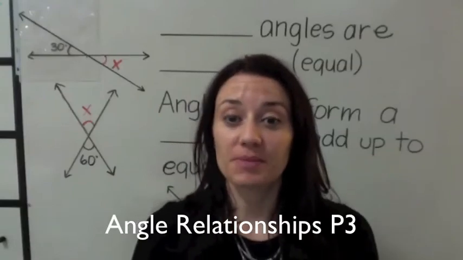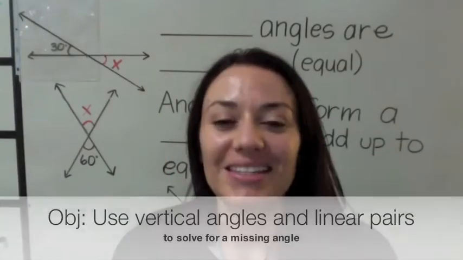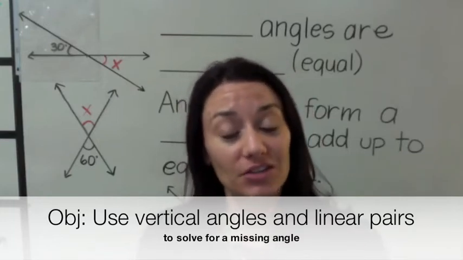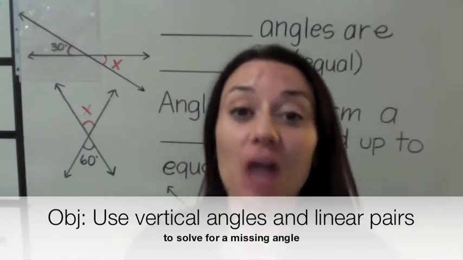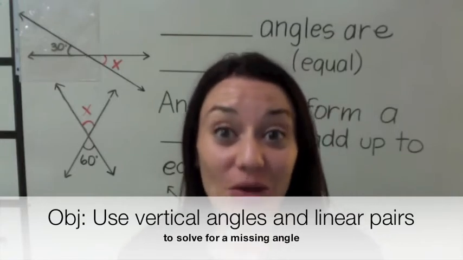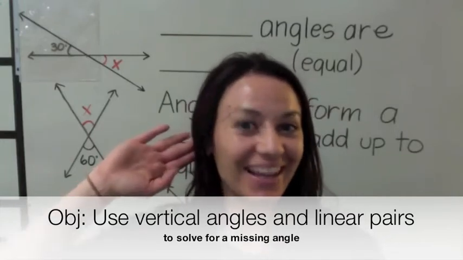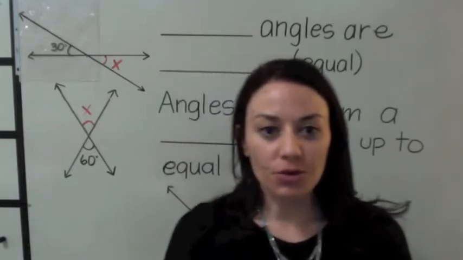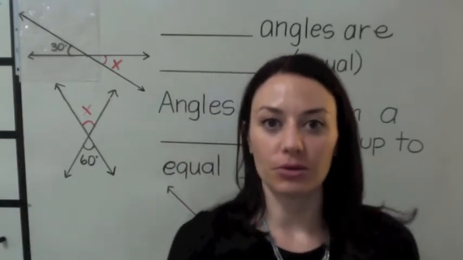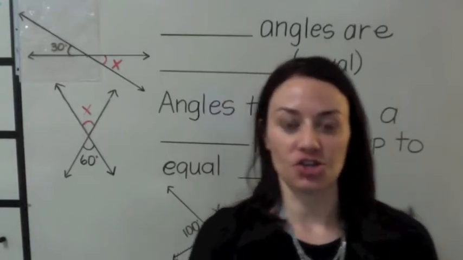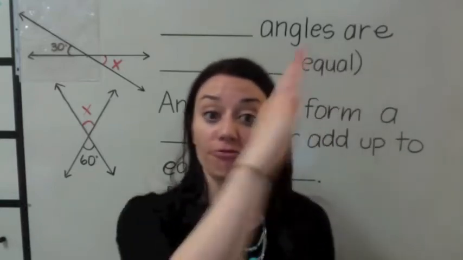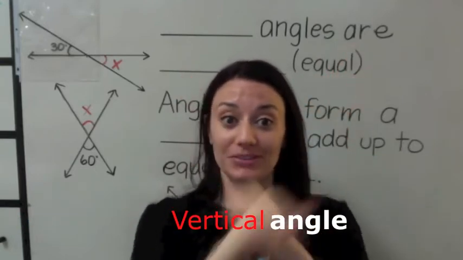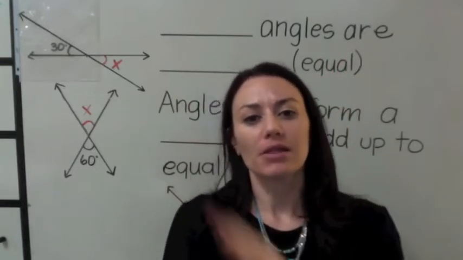Angle Relationships, Part 3. In today's lesson, students will use what they know about vertical angles and linear pairs to solve for a missing angle. To solve for what? Very good. So in today's lesson, I want to introduce and review a new angle relationship, and it is called a vertical angle. It's called a what? Vertical angle. Very good. And what do you notice about these types of lines?